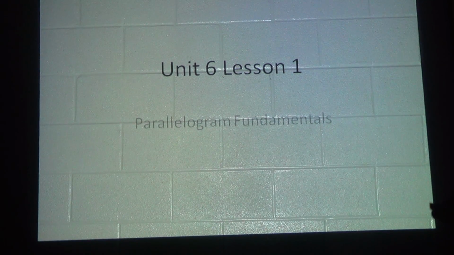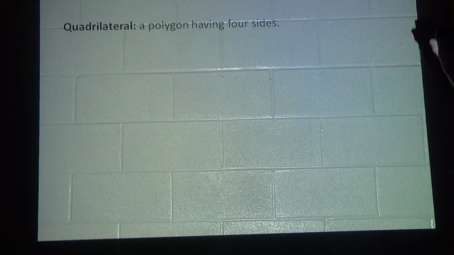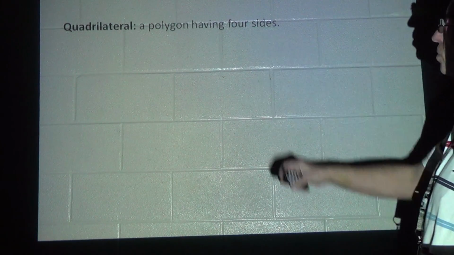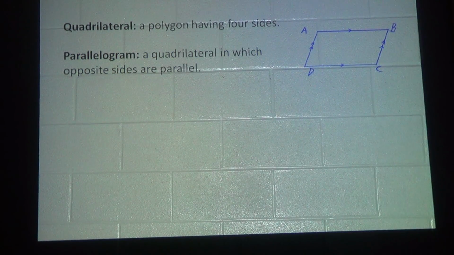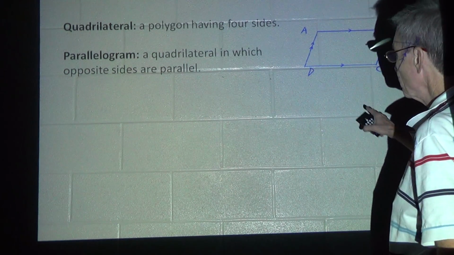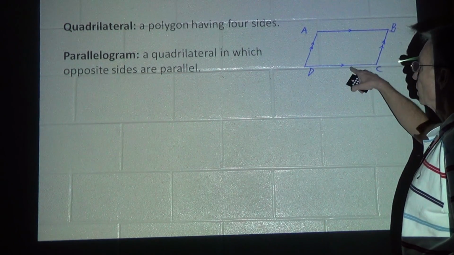Okay, so parallelogram fundamentals basically works like this. First thing we're going to do is take care of some definitions. So a quadrilateral is simply a polygon that has four sides. A parallelogram is a special quadrilateral in which the opposite sides are parallel to each other.